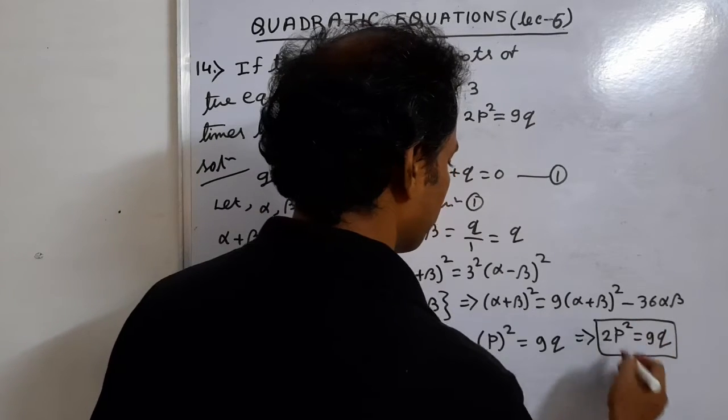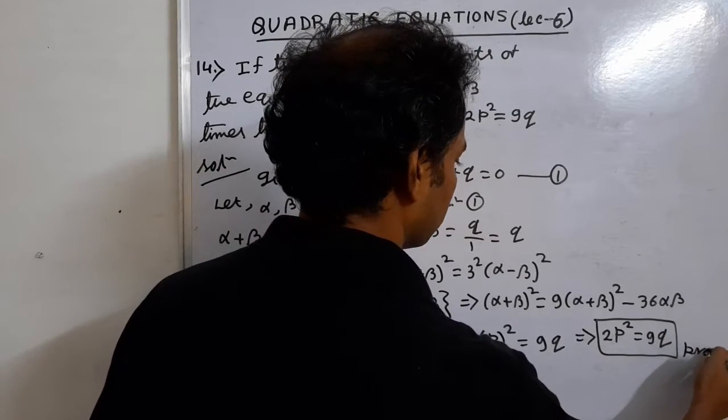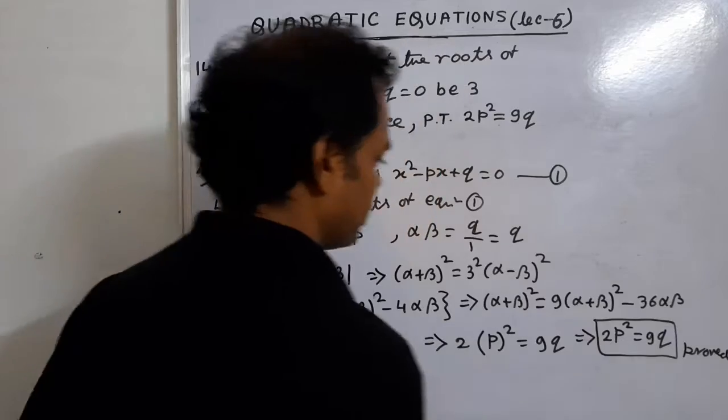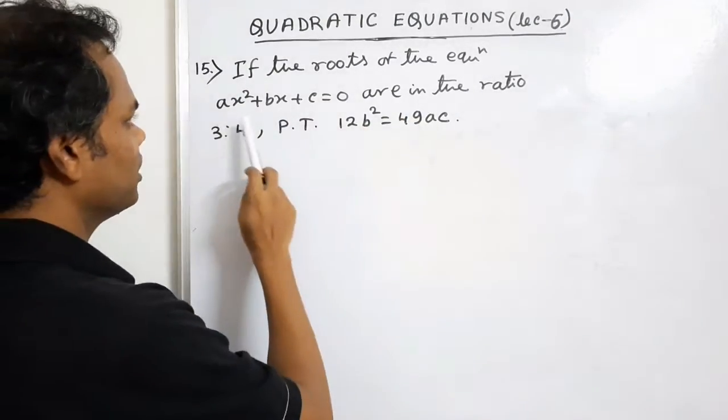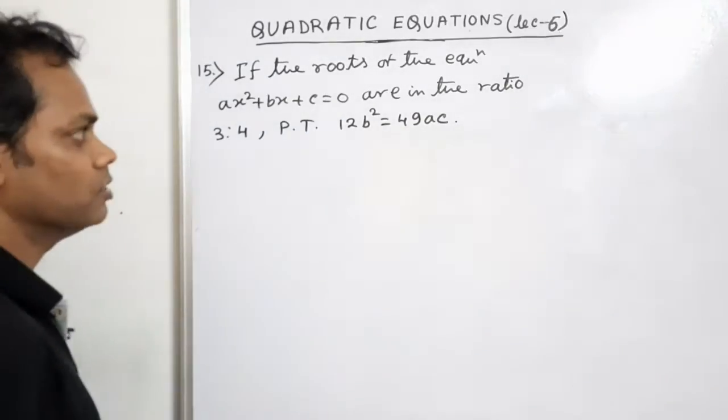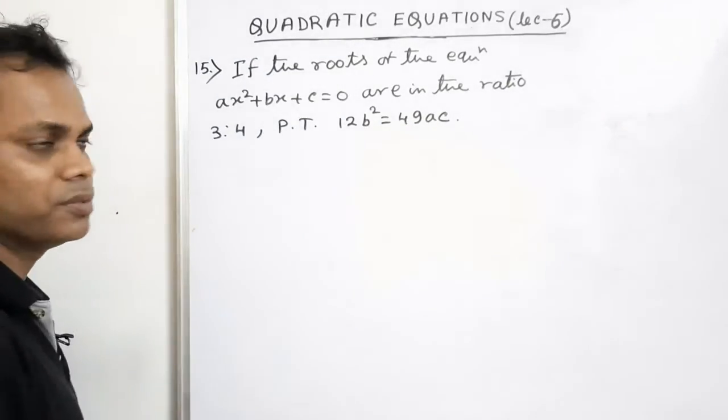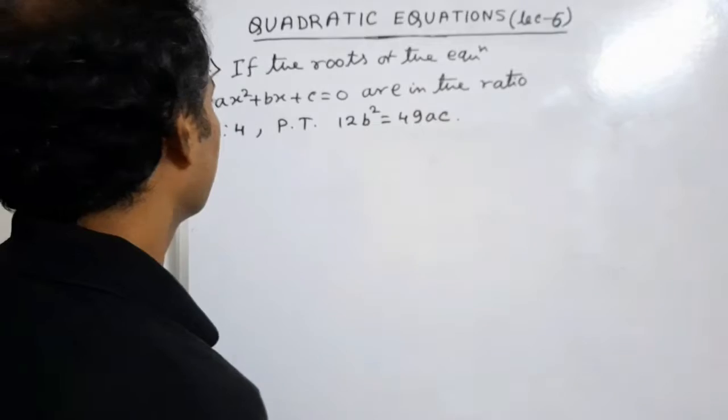This is a very important sum. And the next sum is, if the roots of the equation ax square plus bx plus c equal to 0 are in the ratio 3:4, prove that this relation.